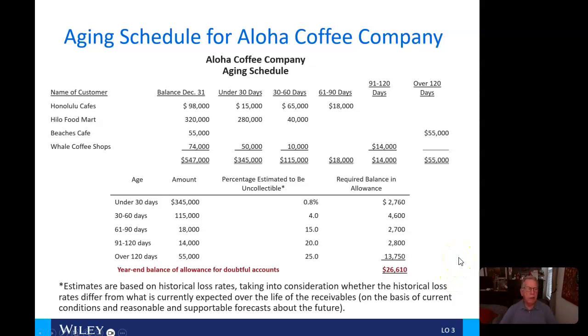And those estimates are based on historical loss rates, taking into consideration whether it's reasonable, et cetera, et cetera. This is probably a little unrealistic in that 25% for over 120 days. It's probably more like 40%. And so what we want to do as practitioners is make sure that my accounts receivable people are on top of those customers the very minute that it becomes due. Okay? We don't want these accounts to age.